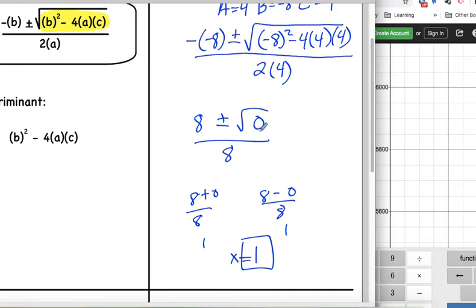Now, if you didn't get 0, you would need to do more math in Desmos, which we're going to do on the next problem.